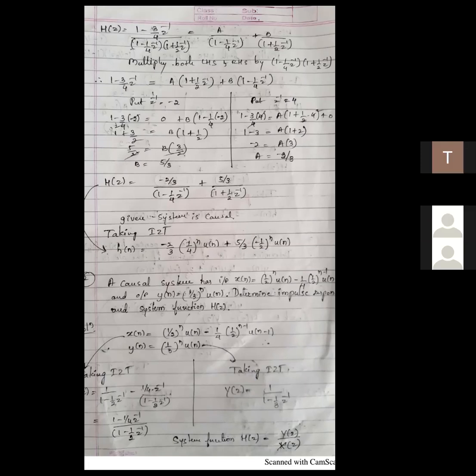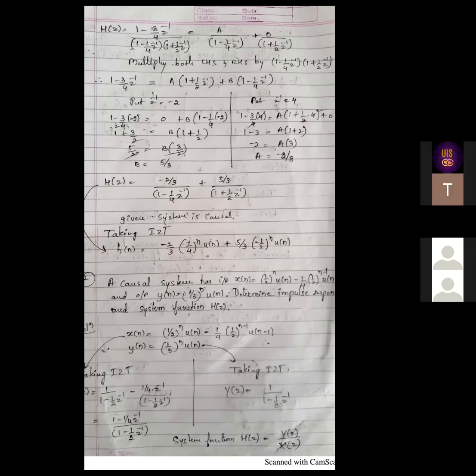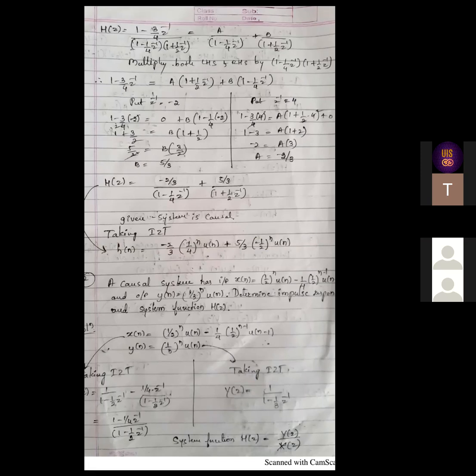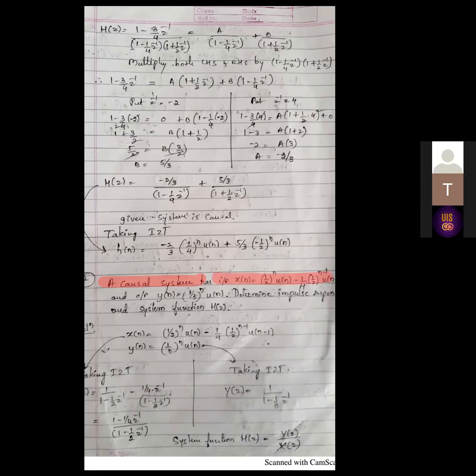The question is, a causal system has input x of n, just like the same. Earlier also the input was given to you and the output was given to you, and the impulse response you needed to find. So here also, a causal system is there, so obviously when at the end you get the sequence, it should be u of n, a right-handed sequence. x of n is given to you and y of n is given to you. So you need to find the impulse response and the system function both. No doubt in the previous question also we found both.